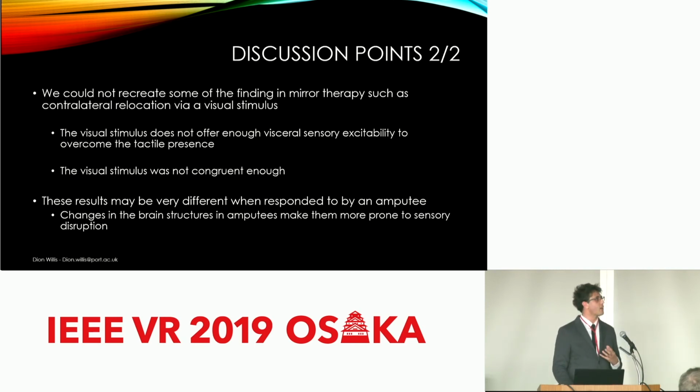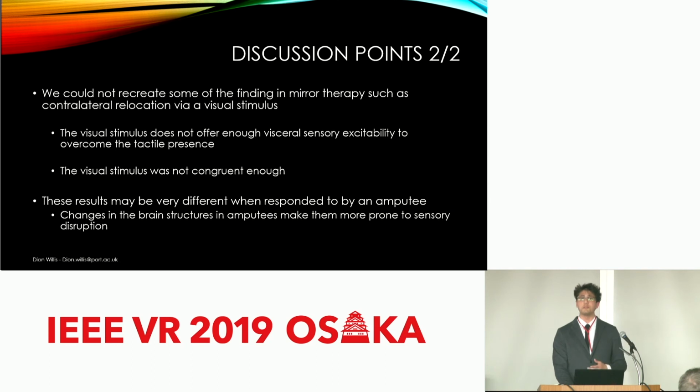We didn't have a large response rate. This may have been because the visual stimulus wasn't congruent enough. The light doesn't really equal a vibrotactile sensation. Or it may have not been excitable enough. If we had a little bit more congruency, like stroking, we may have had a bigger impact.